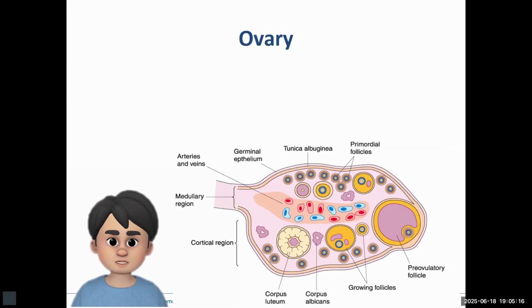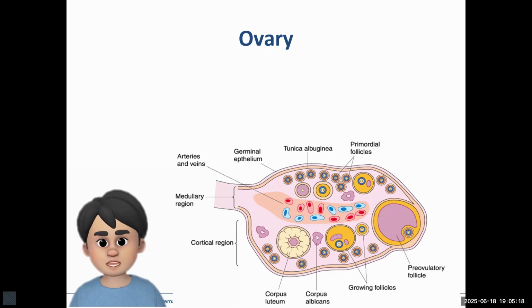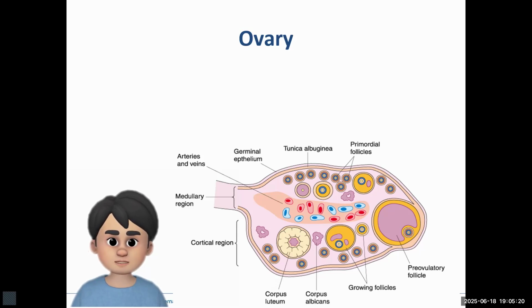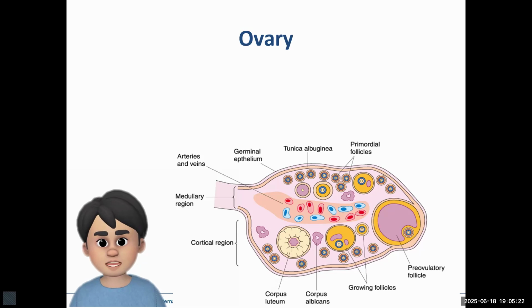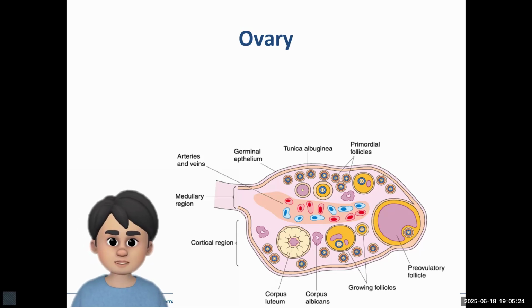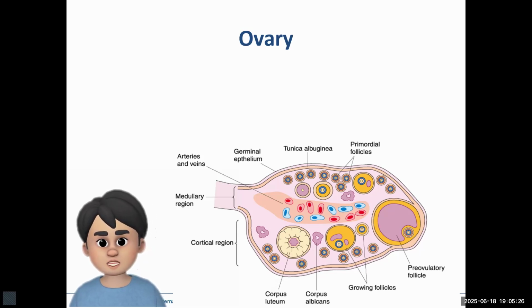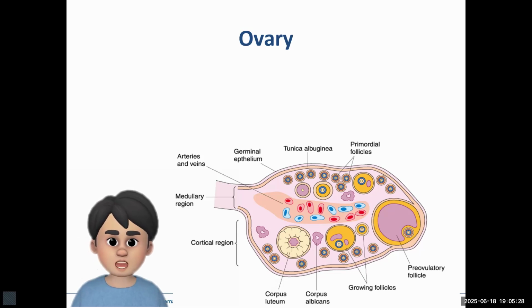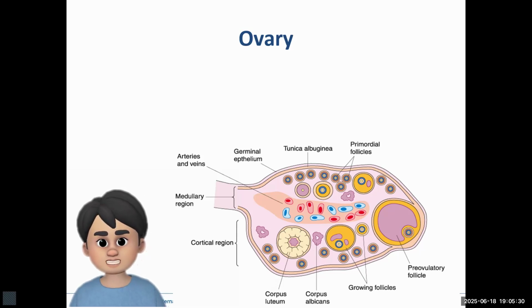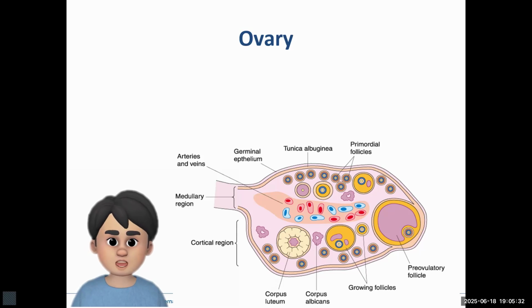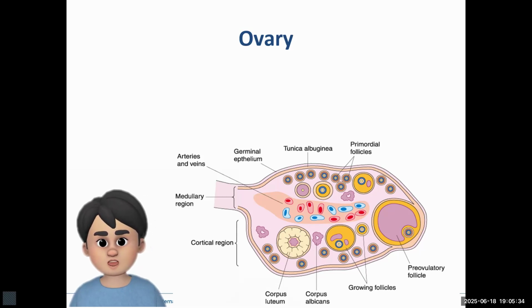So this is the ovary. This is a cross-section diagram of the ovary, actually. Now, the size of the ovary. It is a 3D structure. The size of the human ovary is very small, not a big structure.